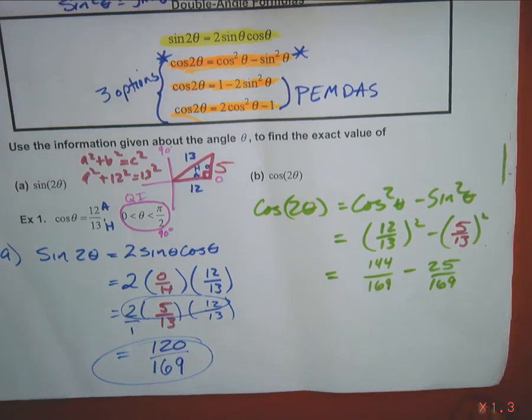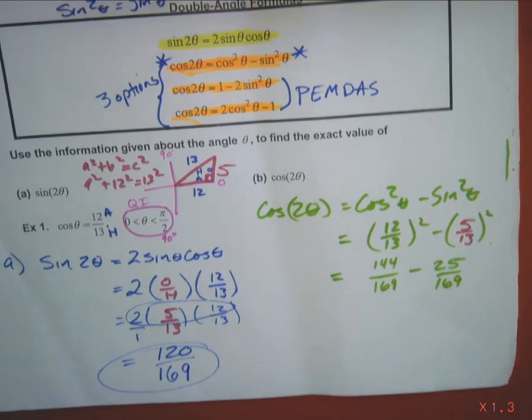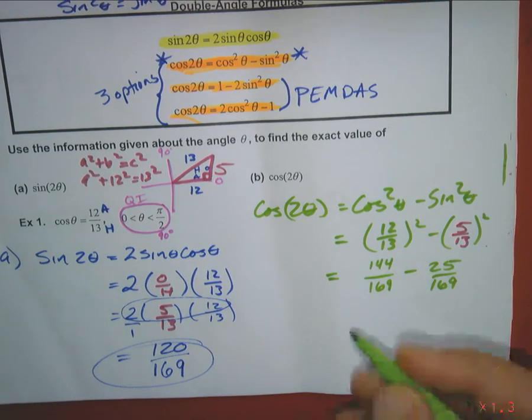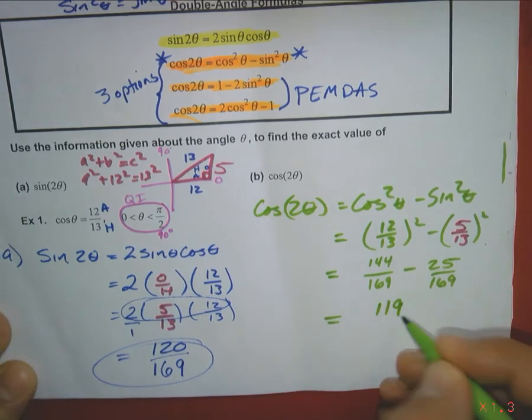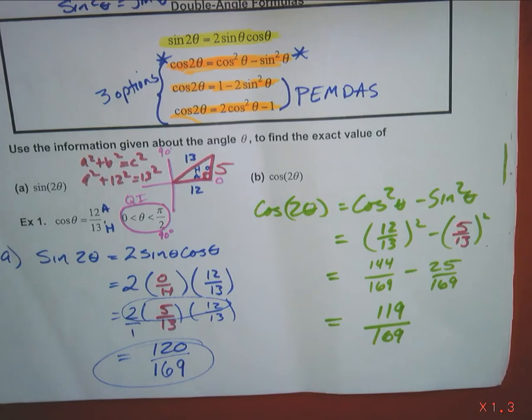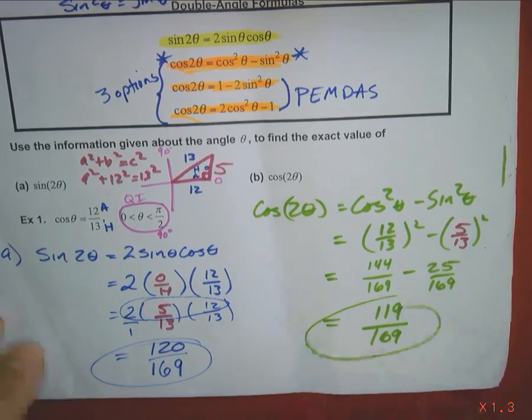Again, the nice thing about working with this one is you're going to have common denominators because you're taking the half and squaring them both. So now I just got to do the top. What's 144 minus 25? 119 over 169. If you can reduce, you should, but I'm pretty sure that thing doesn't reduce. And that's it. That's the cosine of 2 theta.